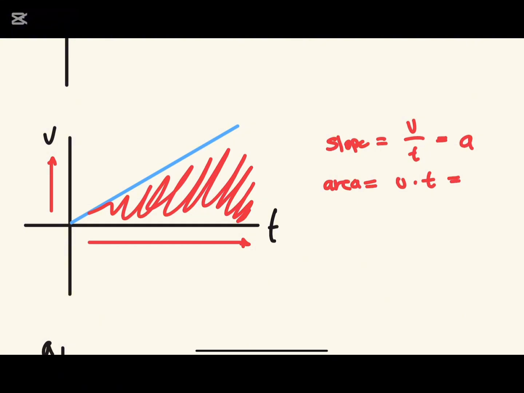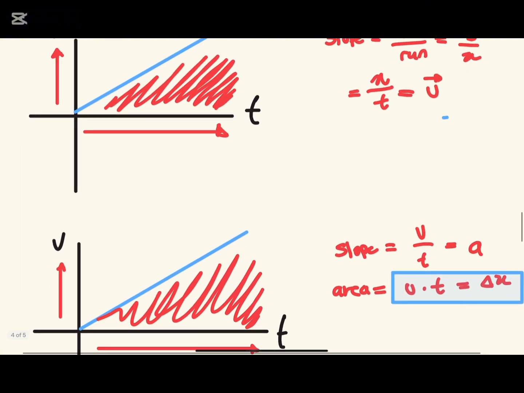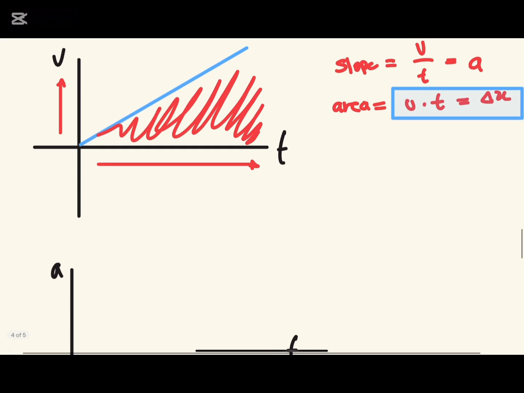v times t is equal to the displacement, because this right here is just a rearrangement of this, right? And so an important thing to note here is when you're calculating the area under a graph, you're actually multiplying the two axes, while when you're trying to find out the slope, you're actually dividing.